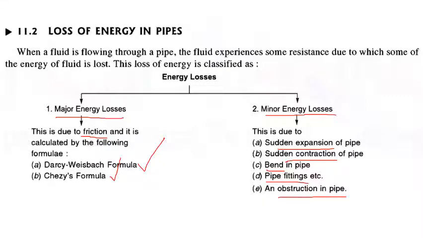So we are talking about resistances offered to fluids which are in motion, that means fluids which are flowing through pipes, and energy lost as a result of that resistance. So there are two types of losses, major energy losses and minor energy losses. Major energy losses are calculated by these two formulas, and the main reason for major energy losses is friction. Minor energy losses can be due to any of these 5 reasons.